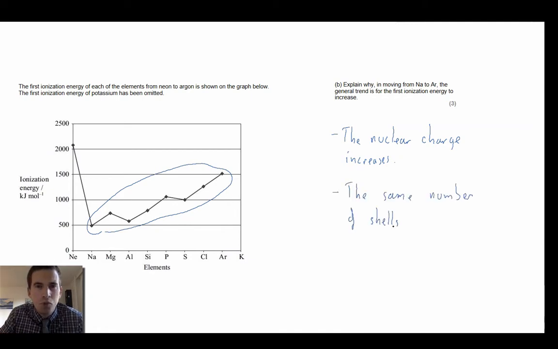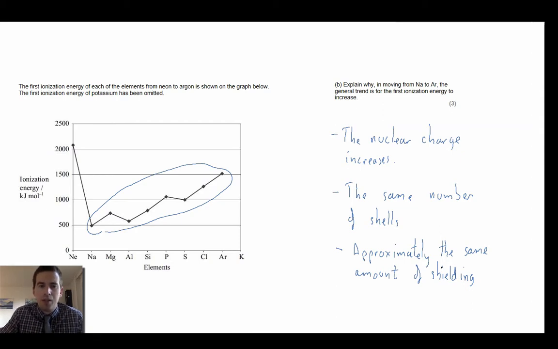There are the same number of shells. This is relevant because it means the outer electron is in the same shell, so there is approximately the same amount of shielding. Now we talked about the first dip being caused by a slight increase in shielding from the 3s electrons. This is only a small increase in the shielding, and generally it is about the same amount of shielding.